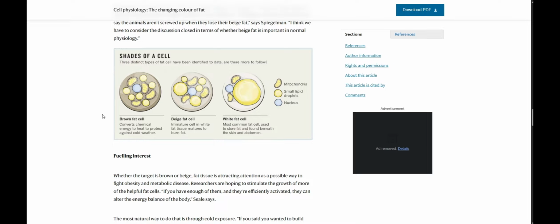Okay. Brown fat. Are there more to follow? Nah, never mind. Brown fat cell converts chemical energy to heat to protect against cold weather. Beige fat cell, an immature cell in white fat tissue, matures to burn fat.